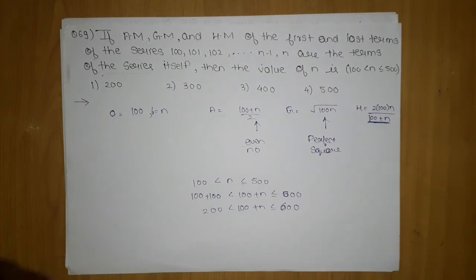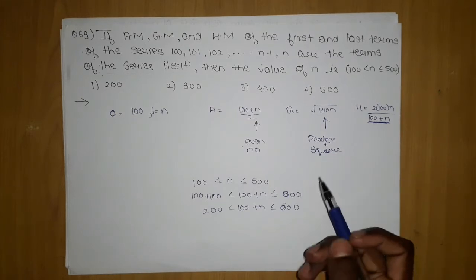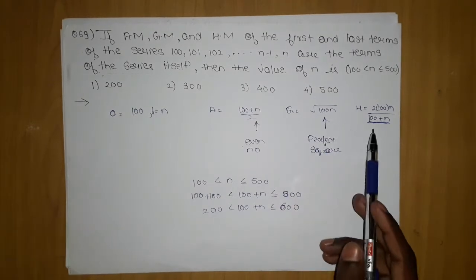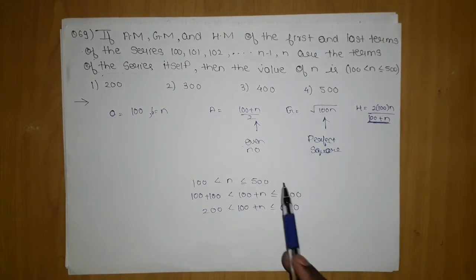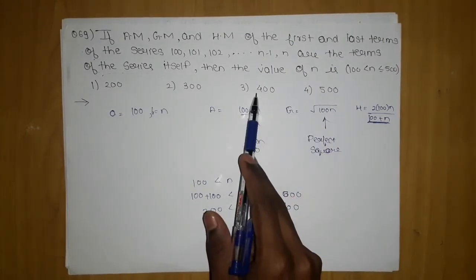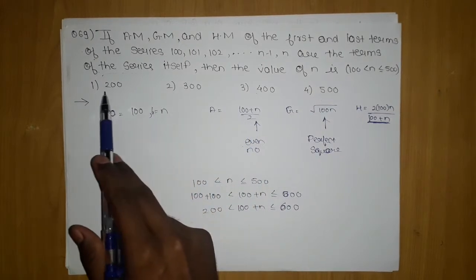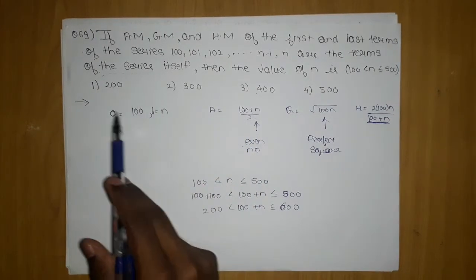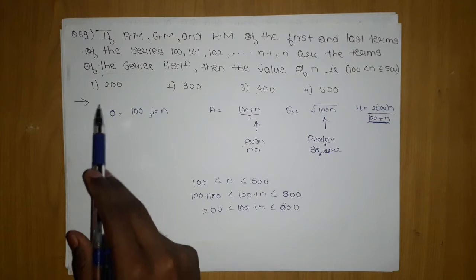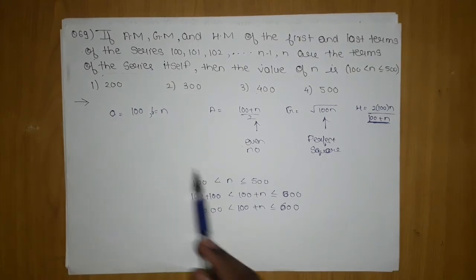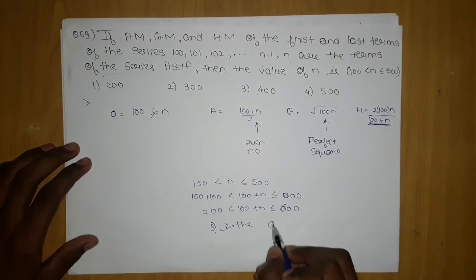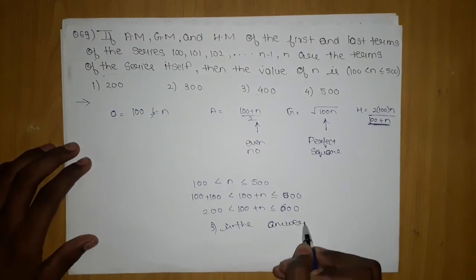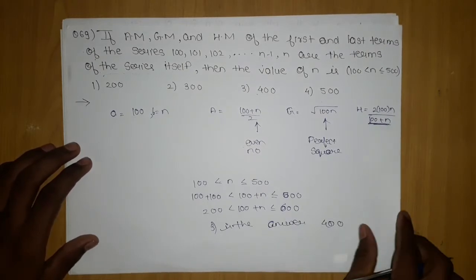So what is the possible answer? 500 is an even number but not a perfect square. This one is a perfect square and an even number. This is an odd number. This is also even, but not a perfect square. This is not a perfect square. So the third option is the answer, which is 400. Now let's move on.